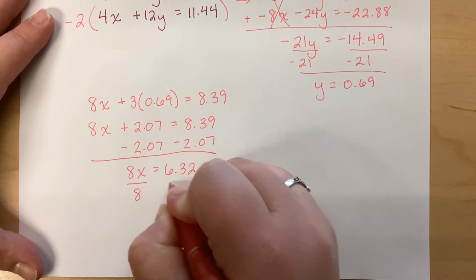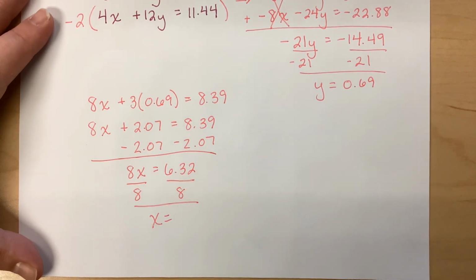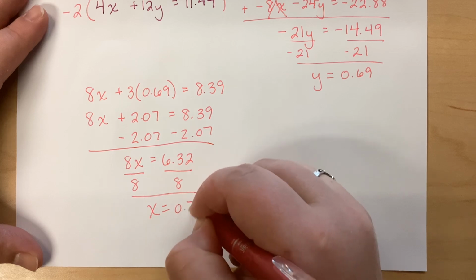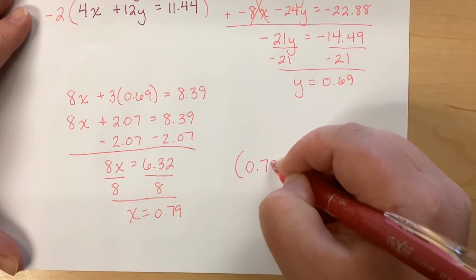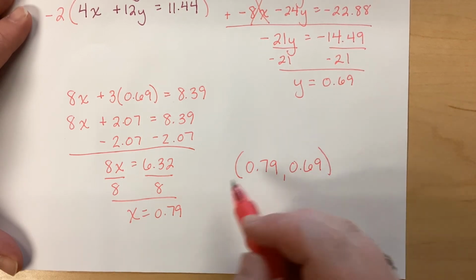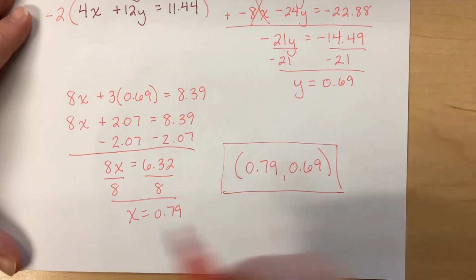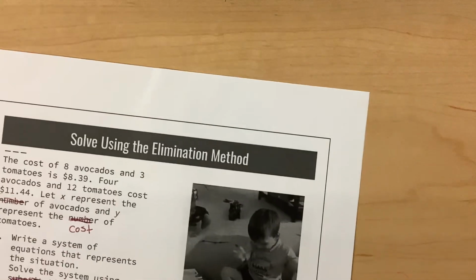Divide both sides by 8 to get 0.79. So that means my solution is 0.79, 0.69, which means the cost of an avocado is 79 cents and the cost of a tomato is 69 cents. All right, next one.